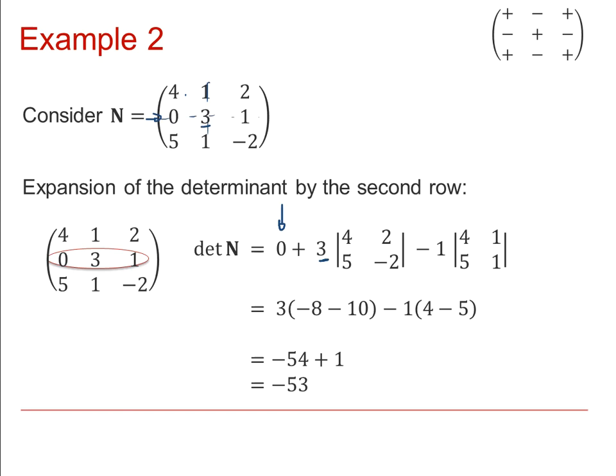And then for the other element, we've got minus because of the sign in our table here, and then 1 multiplied by the determinant given by the matrix made up of the elements which have not been deleted. So looking at that one, we'd be deleting those, giving 4, 1, 5, 1 as our determinant. So the important thing is that the 0 there means that we've reduced the calculations that we need to do, and we get a determinant for that matrix of negative 53.